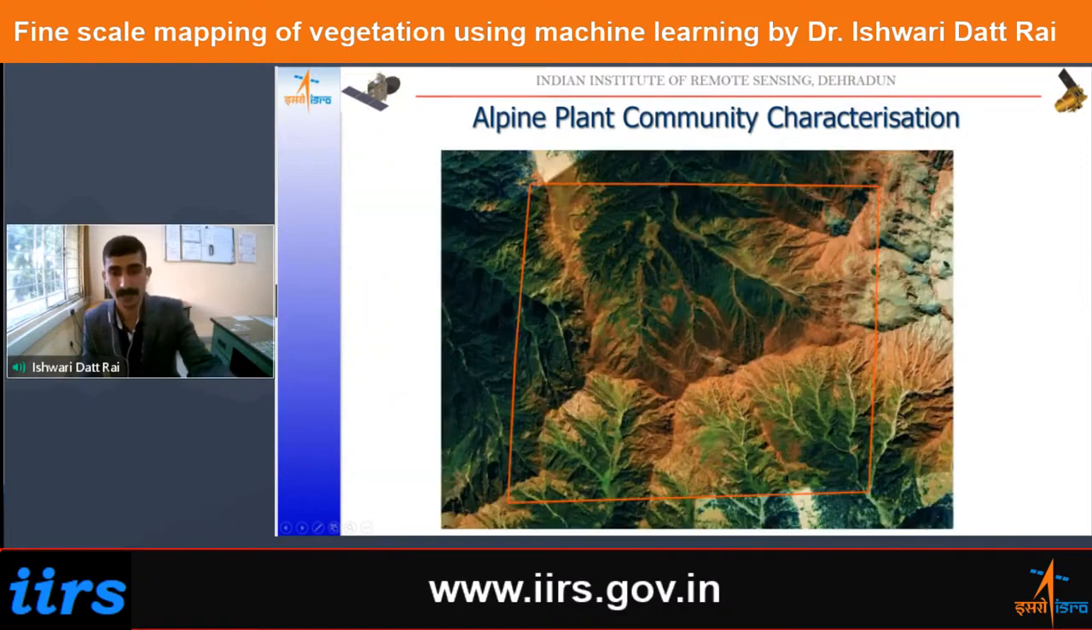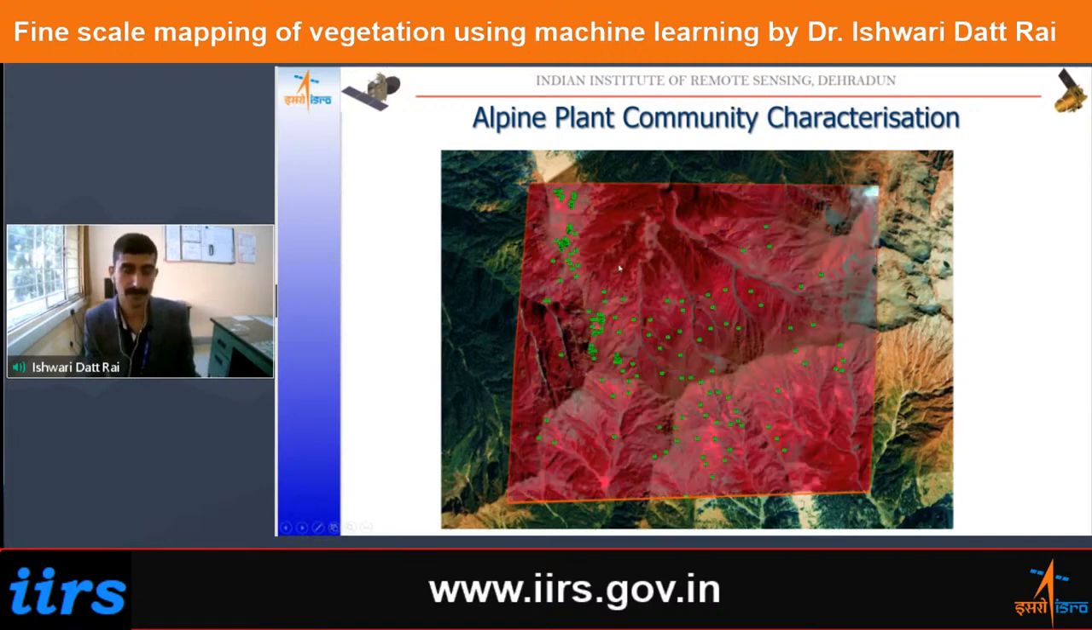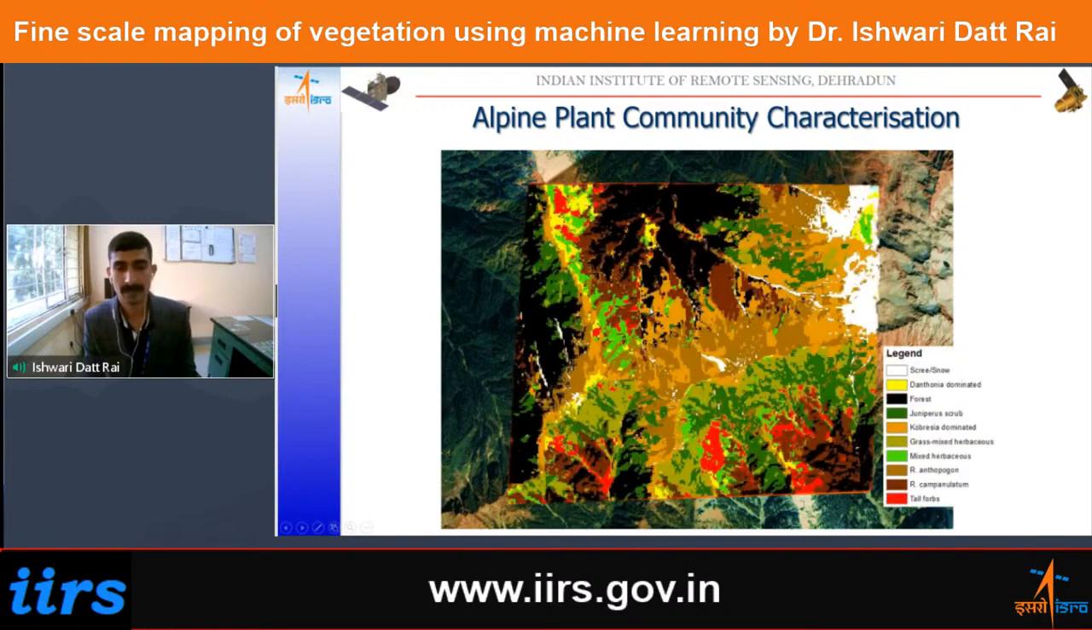So then here you can see this is the part of the alpine landscape, and we have this false color composite of Sentinel-2 data, and these are the ground truth points. Those are collected to train the algorithm for the different classes, and this is the final output that is generated for the alpine community.